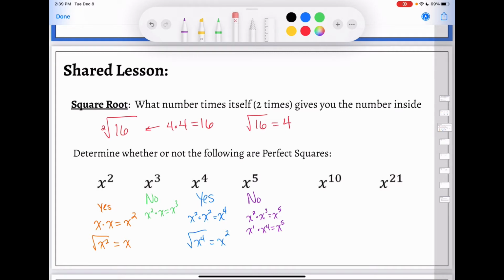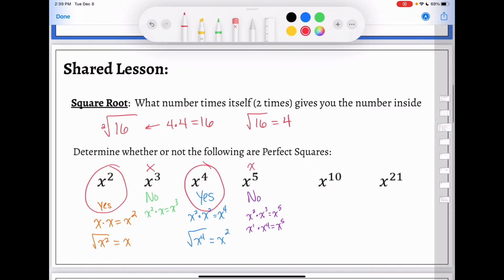Let's see. So x to the second was a yes. X to the third was a no. X to the fourth was a yes. X to the fifth was a no. So hopefully you're picking up on the pattern that anything with an even exponent, any variable with an even exponent is a perfect square.